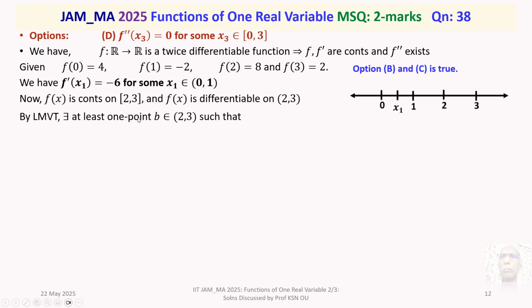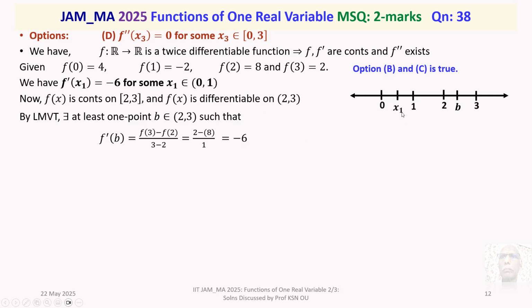There exists at least one point b in the open interval (2, 3) such that f prime b is equal to (f of 3 minus f of 2) by (3 minus 2). That will be minus 6. There is one b in between 2 and 3. Now what you see is f prime x1 is minus 6 and f prime b is also minus 6.